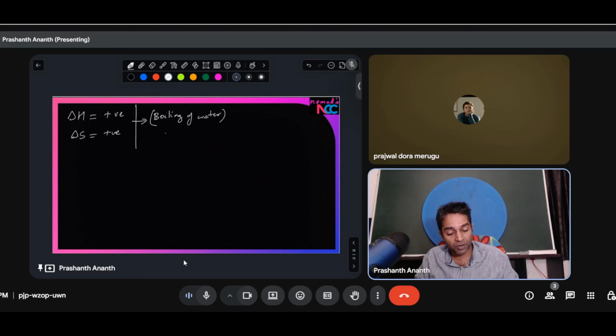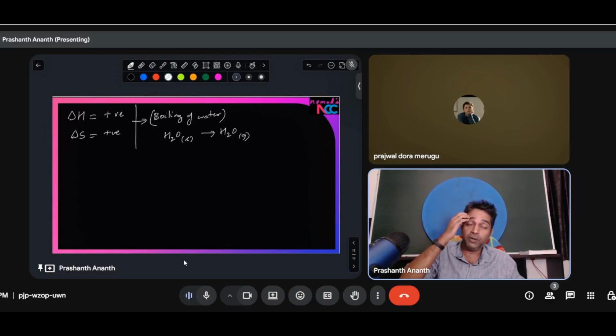So let's say I have H2O liquid becoming H2O gas. In this, liquid molecules are becoming gas molecules, so their freedom is definitely going to be increasing, meaning we can say delta S for this process, let's call it reaction 1. I'm getting irritated by writing it every time. So delta S for 1 is going to be positive.